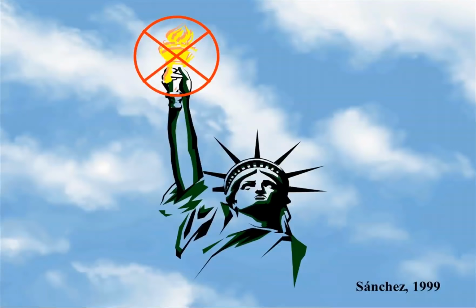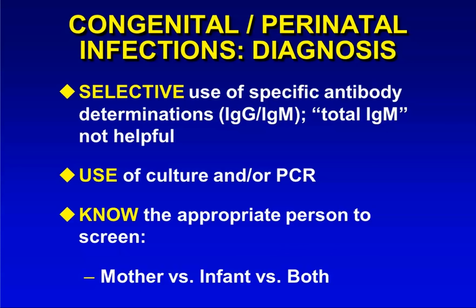So my short of it is that we need to start forgetting about the TORCH acronym if it's going to lead to TORCH panels. What we need to do is start thinking more selectively about which antibody determination is helpful. There's been this use of total IgMs, and again, remember, IgM is produced by the fetus, and it's a large molecule that does not cross the placenta. So if you detect IgM in the newborn blood, it does not reflect IgM from the mother, but that the baby's been producing his own IgM antibodies.